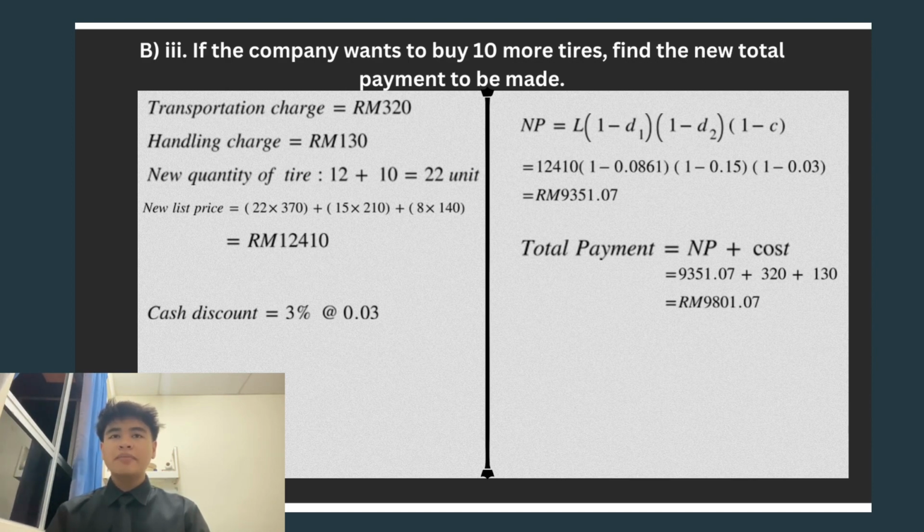We use the formula NP plus cost. The calculation is 9,351 ringgit 7 cents plus 320 ringgit plus 130, and then we got the answer RM 9,801 ringgit 7 cents.